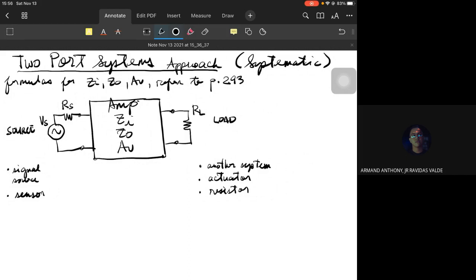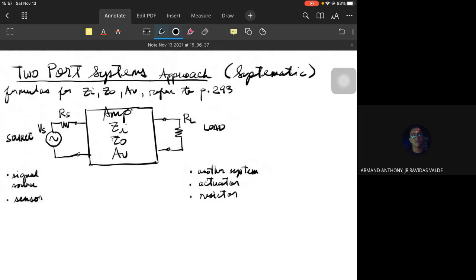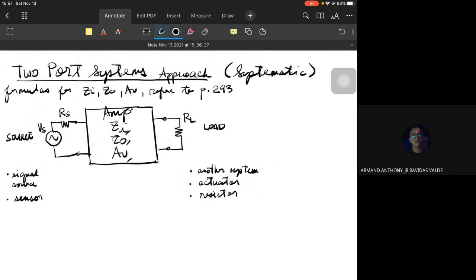So, again, doesn't matter what type of circuit configuration our amplifier is, we only need to know its input impedance, output impedance, and voltage gain. Yan na lang.